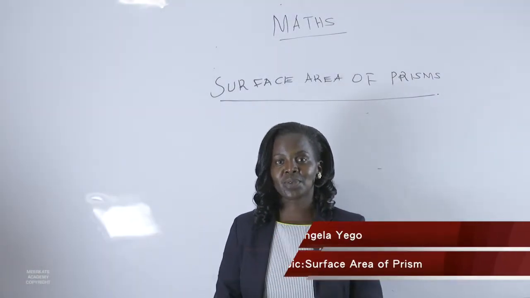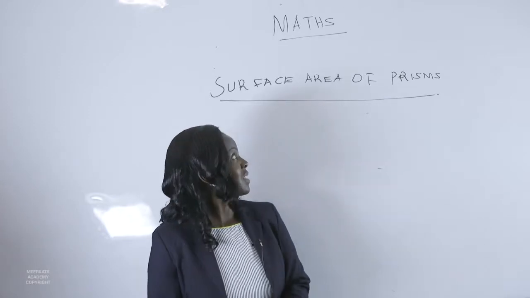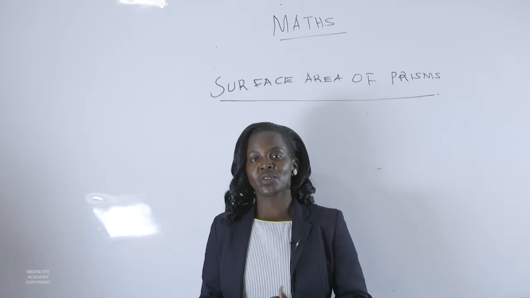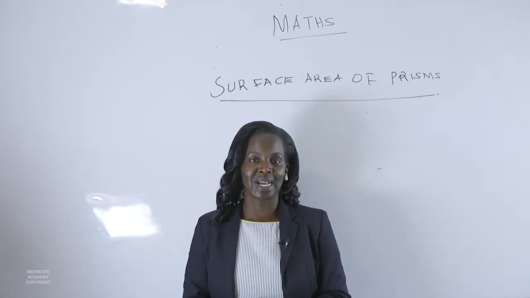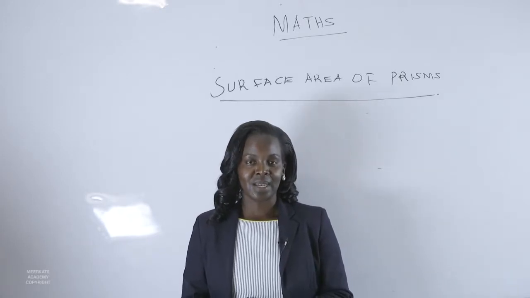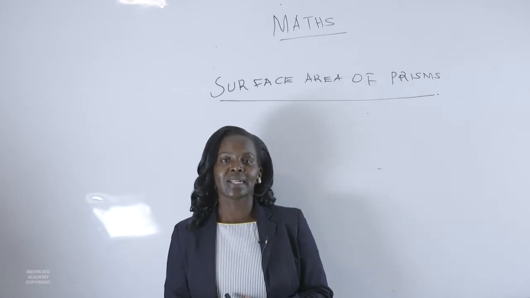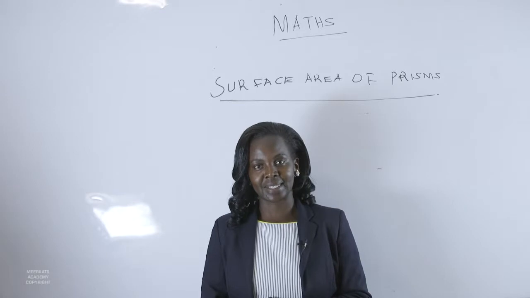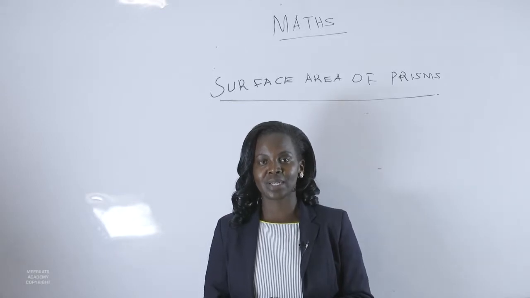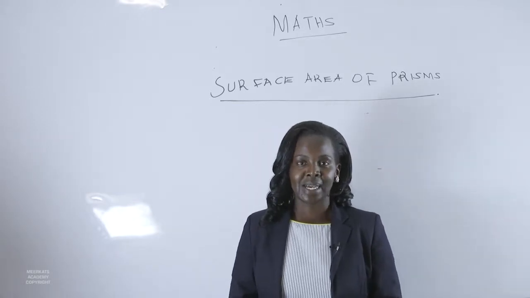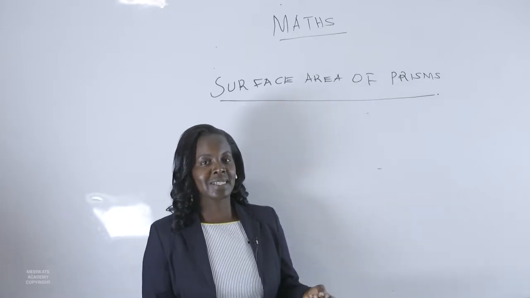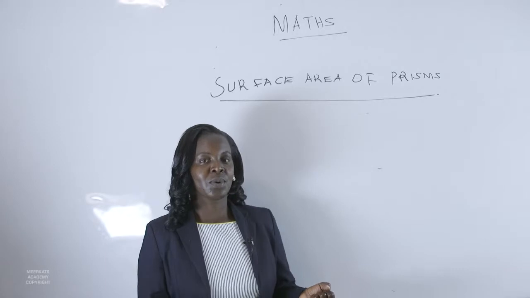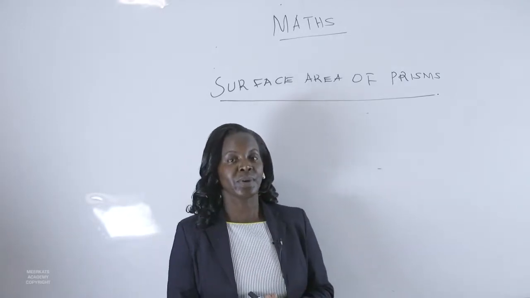Today we want to learn about the surface area of prisms. But before we continue, let us remind ourselves of what we learned in our last lesson. In our last lesson, we looked at the area of a sector. We learned how to determine the area of a sector. And we understood that a sector is formed by dividing a circle with two radii.